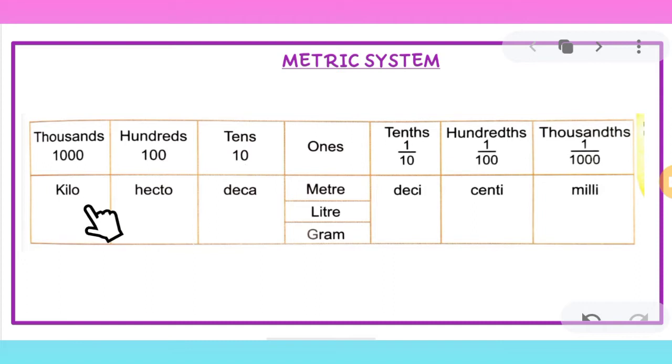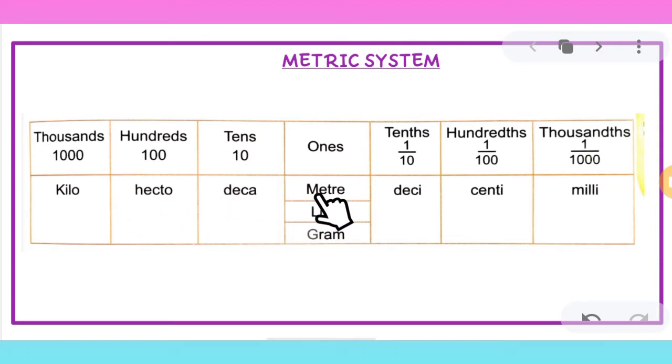In this, first we have kilo, next is hecto, deca, then comes the meter, liter and gram. This depends on which type of thing you are measuring. If you are measuring a length, you will measure in meter. If you are measuring any liquid thing, then it is measured in liter, and when we are measuring any weight, then it is measured in gram. So these all three go with this.